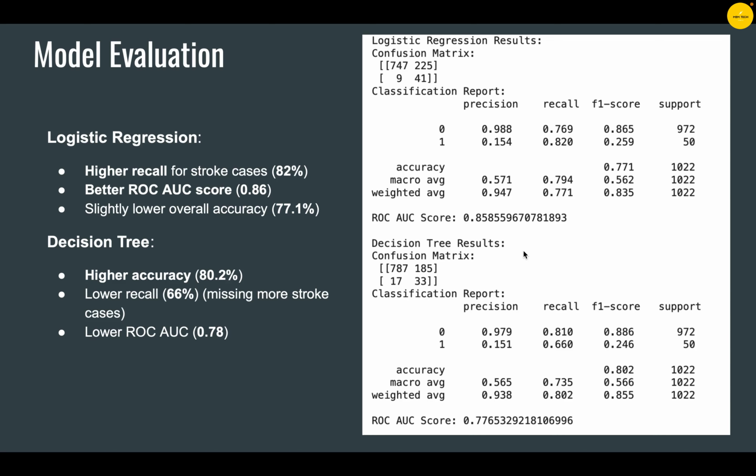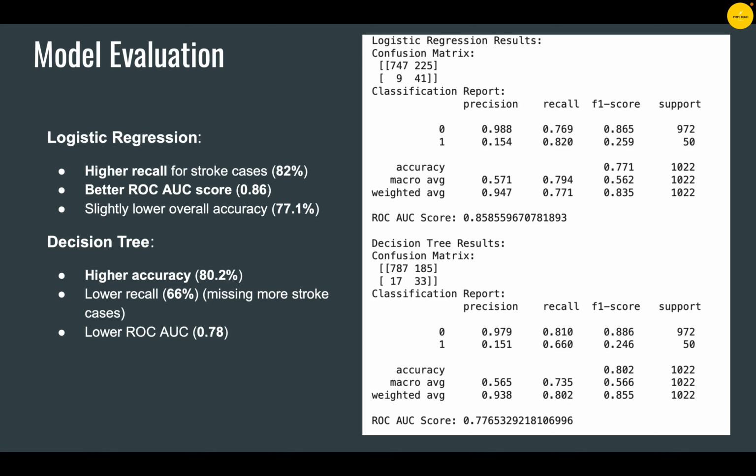So now let's take a look at how the two models performed. While the decision tree has slightly better accuracy at around 80%, the number alone doesn't tell the whole story because it is an imbalanced dataset. The stroke cases are so rare in this dataset. So we can take a look at the recall score, which measures how well the model catches actual stroke cases.